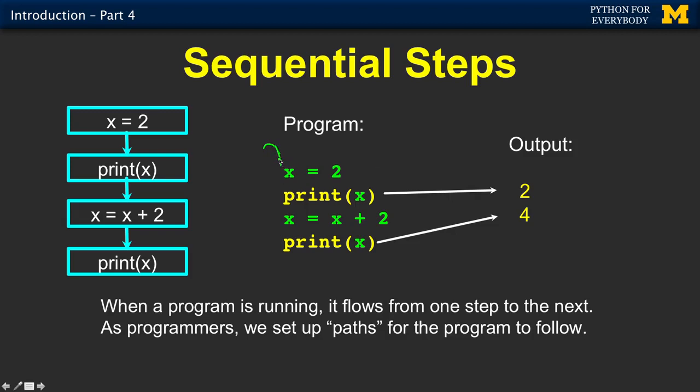Python will stick 2 in the variable x, then it'll print that out. Our output will be this. It'll add 2 to it, and then print it out again, and it'll be 4.